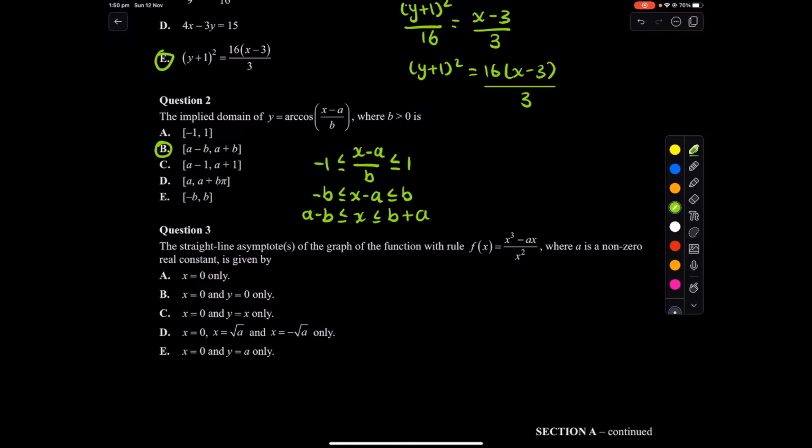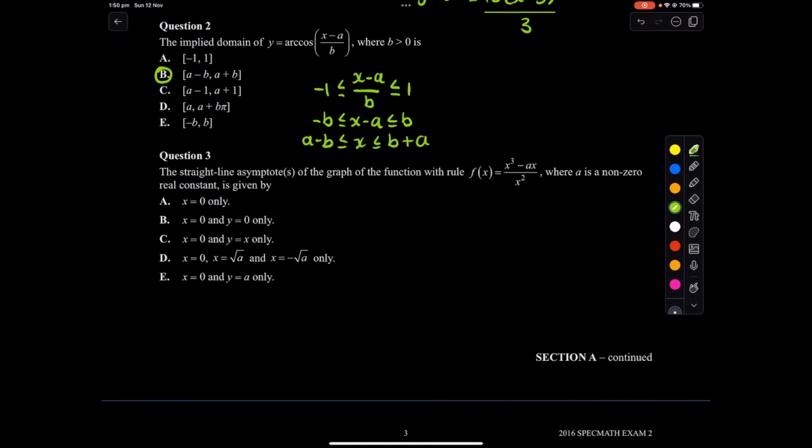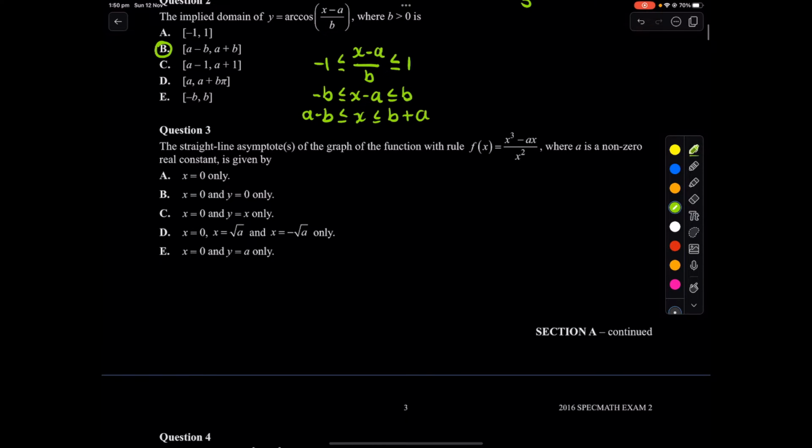Done. Question 3. The straight line asymptotes of the graph of the function with the rule of this, where a is a non-zero real constant, is given by what? Okay, now we can easily simplify this. As you can see, there's a common factor of x, so you can rewrite this as f of x as x squared minus a over x. And you can easily use long division to simplify this.